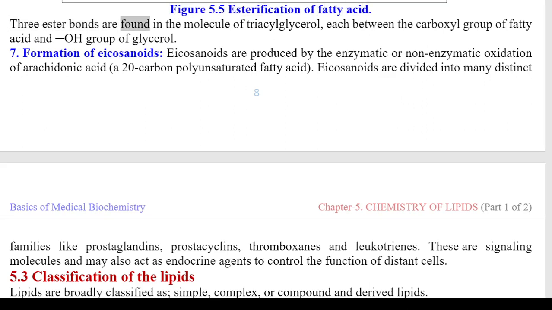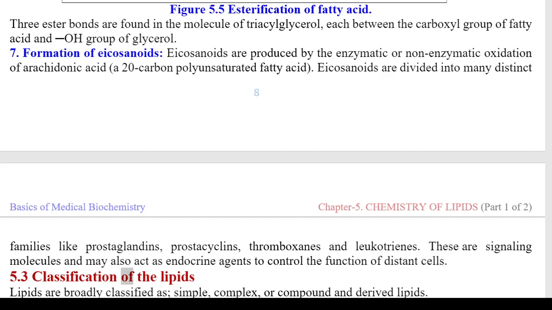3 ester bonds are found in the molecule of triacylglycerol, each between the carboxyl group of fatty acid and OH group of glycerol. 7. Formation of eicosanoids. Eicosanoids are produced by the enzymatic or non-enzymatic oxidation of arachidonic acid, a 20-carbon polyunsaturated fatty acid. Eicosanoids are divided into many distinct families like prostaglandins, prostacyclins, thromboxanes, and leukotrienes. These are signaling molecules and may also act as endocrine agents to control the function of distant cells.